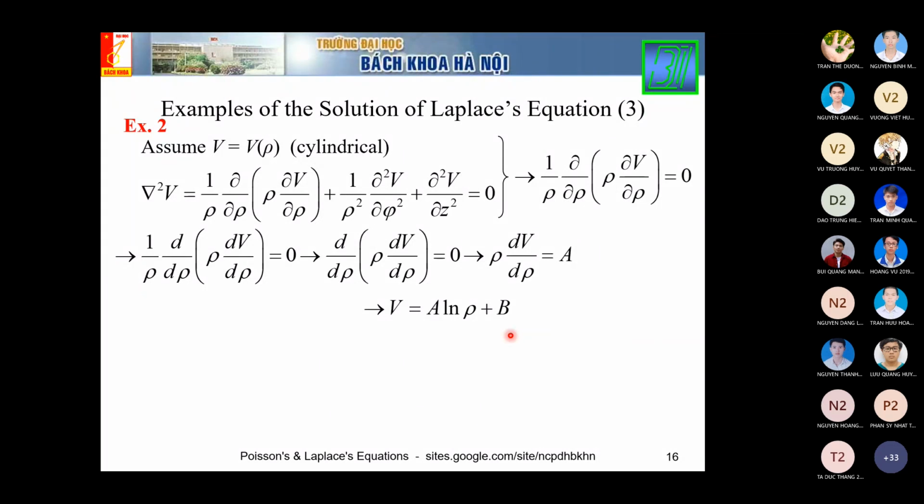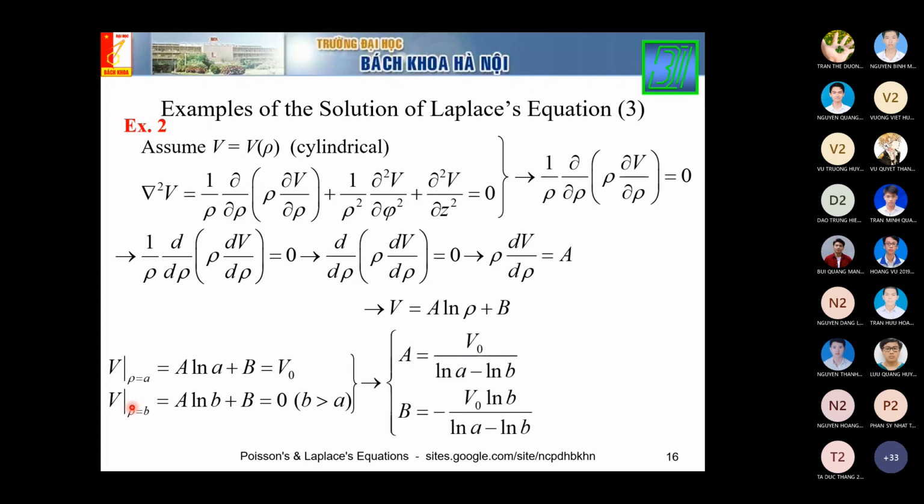Okay. Then once again, we can suppose that we have two boundary conditions. We suppose that at the cylinder having a radius of a, the potential is V0, and at the bigger cylinder, the potential is 0. So I got this. I find the two constants, and this is a simplified form of the solution.